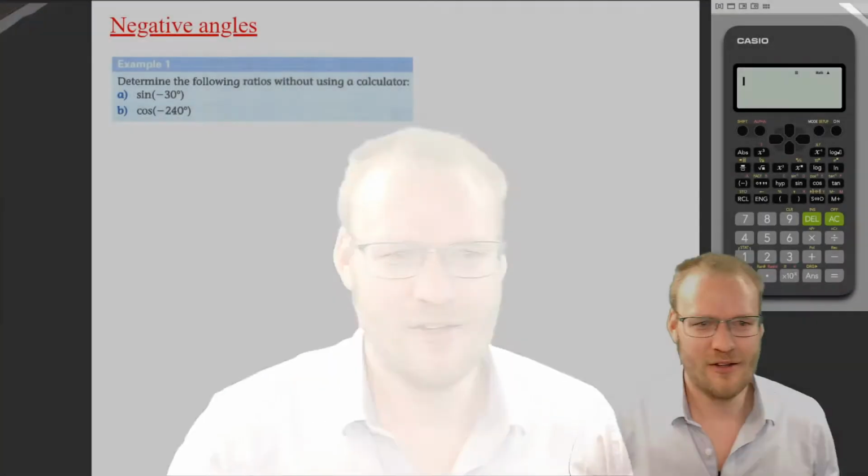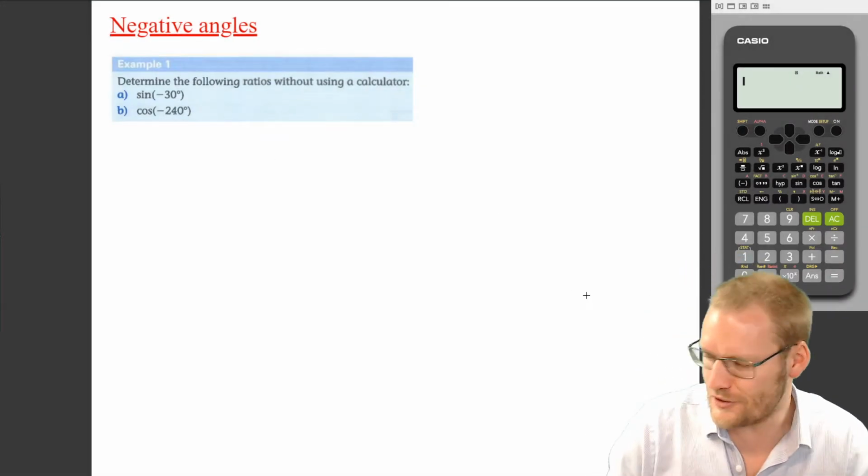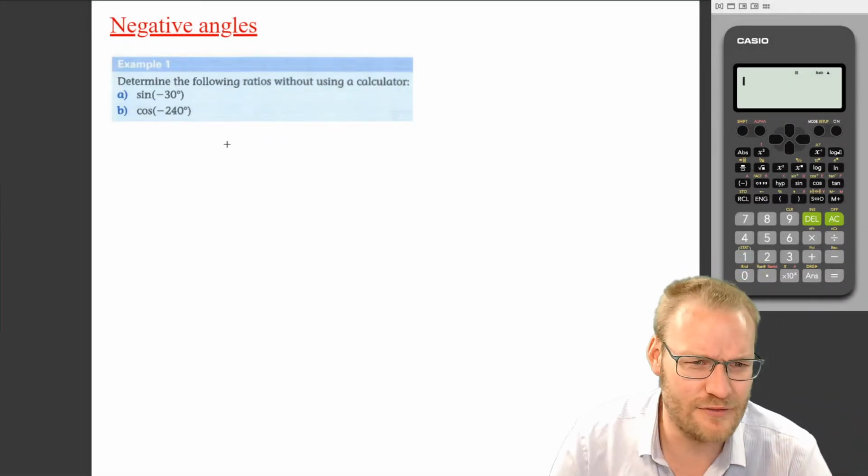Hello, grade 11s. Let's do some negative angles. Doesn't that sound like a bit more fun than listening to some bad guitar? So let's see what we've got here. Negative sine of negative 30 and cos of negative 240.